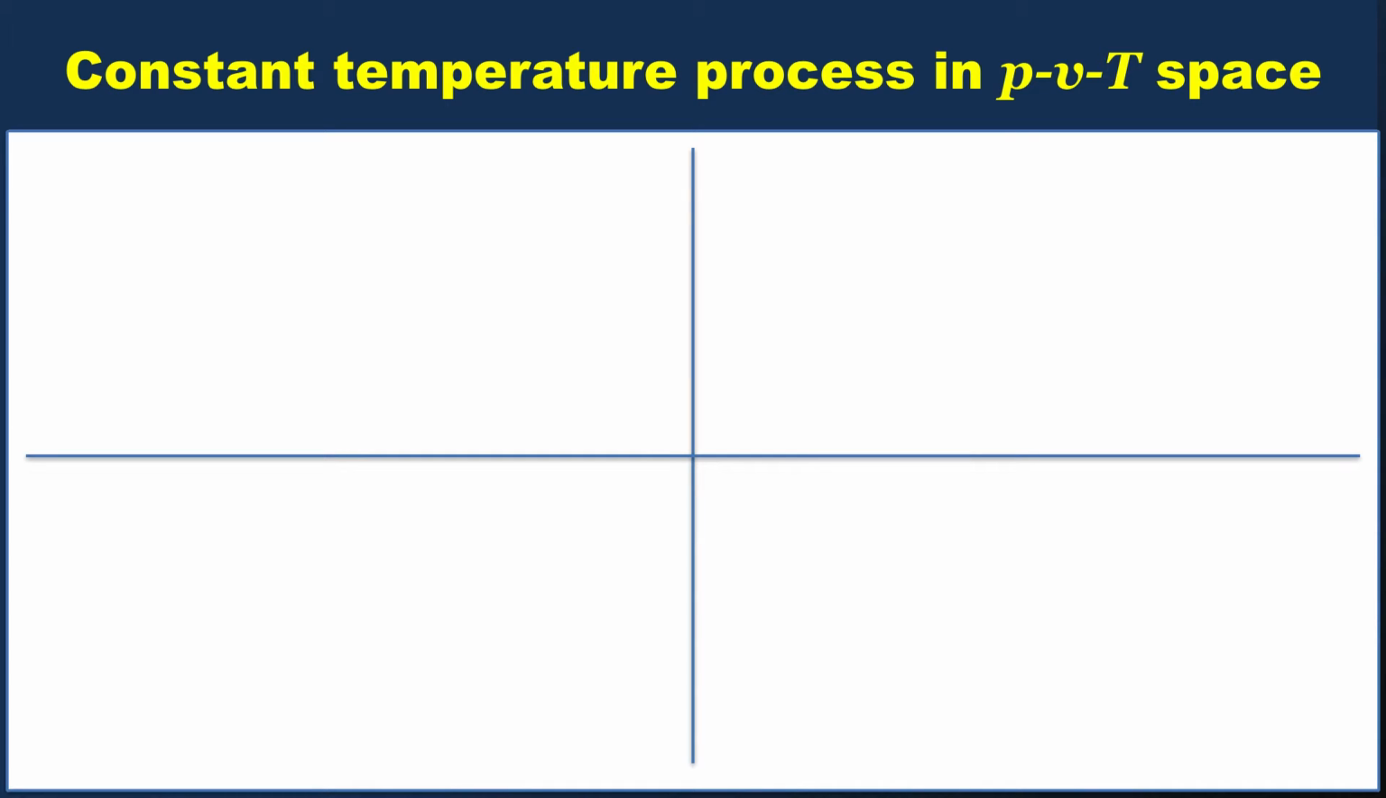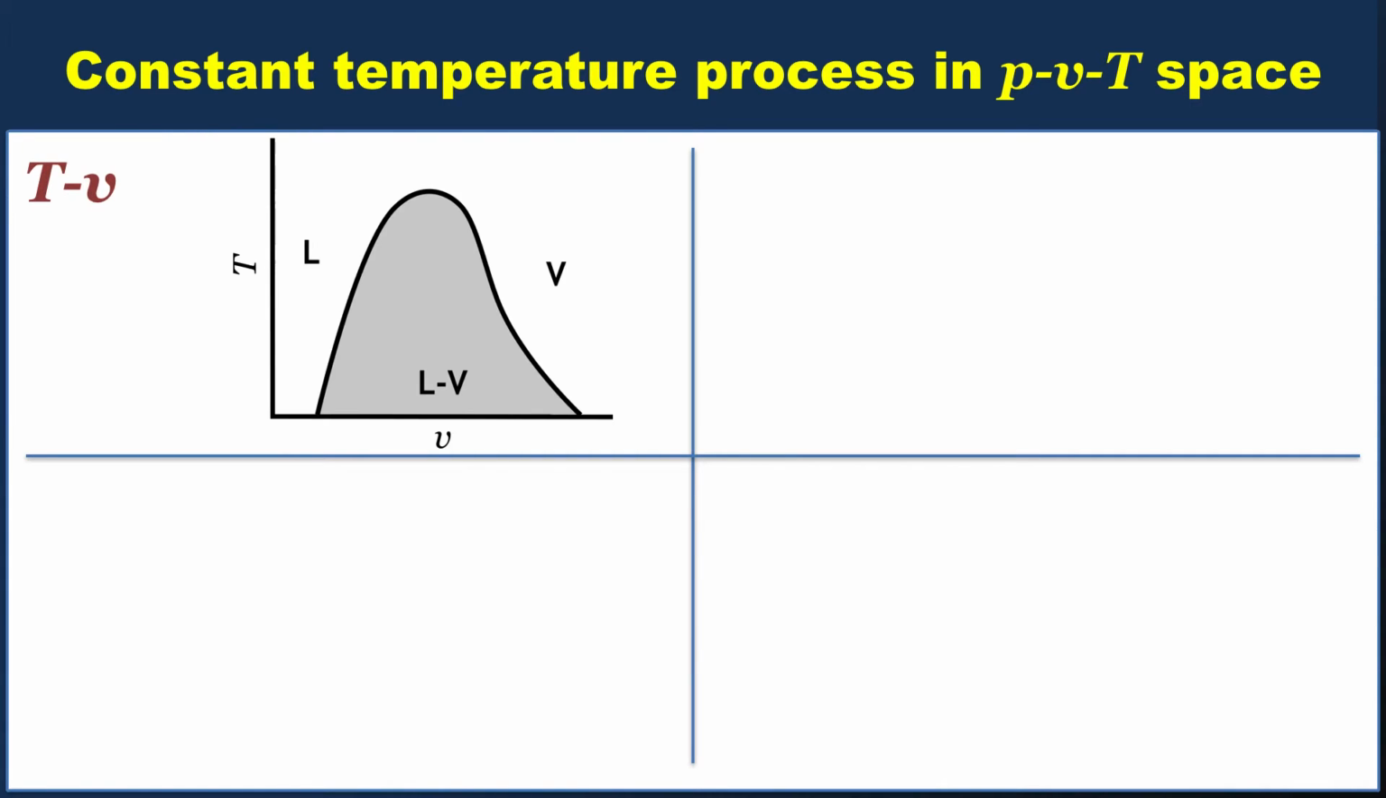Now we'll map out a constant temperature process in PVT space. I'm going to operate under the assumption that you already watched the tutorial on a constant pressure process in PVT space. That means I can gloss over some of these details. It has a lot in common with that process, except now we're holding the temperature constant instead of the pressure.